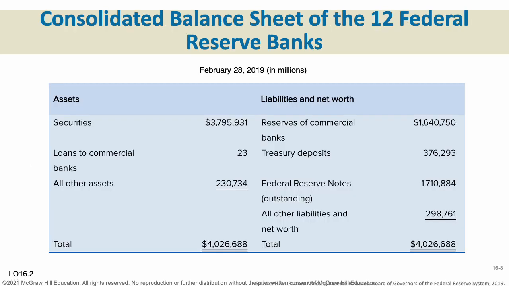And here is the balance sheet in 2019 of the Federal Reserve banks. Their assets and liabilities were around $4 trillion.